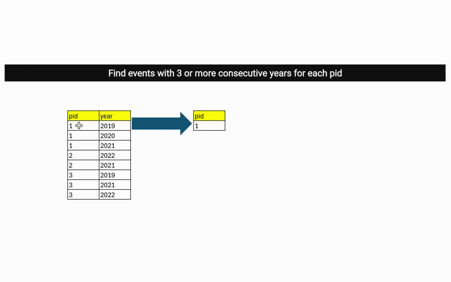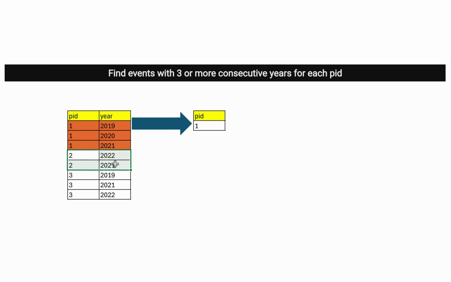If you can see, we have these 3 rows with the same PID, and the years are 2019, 2020 and 2021. Because these 3 years are consecutive, we want to find those PIDs with 3 or more consecutive years. So currently, we can see PID 1 has 3 consecutive years. That is why it is in our output. Now let's check other rows as well.